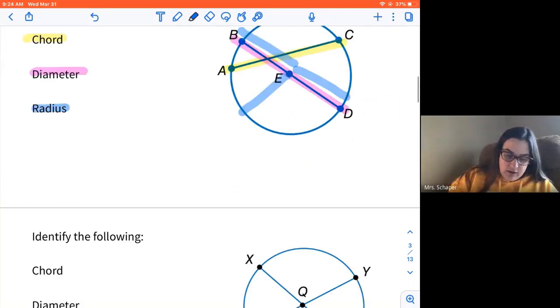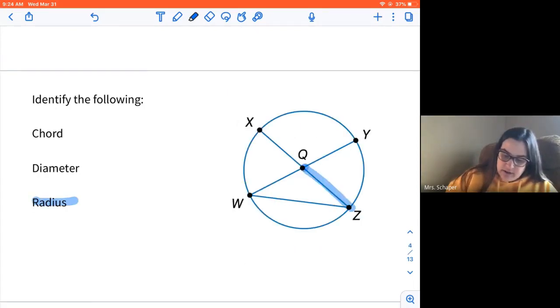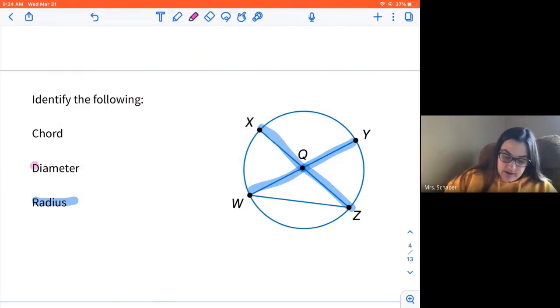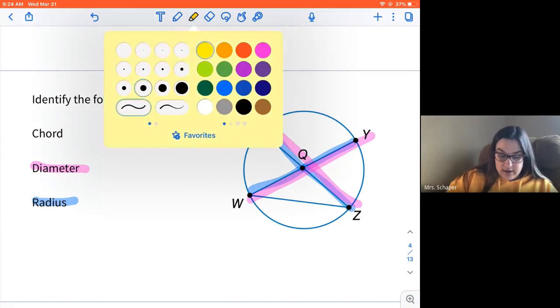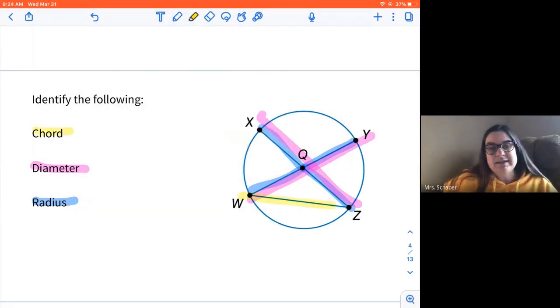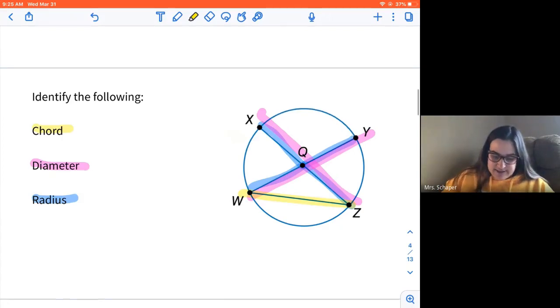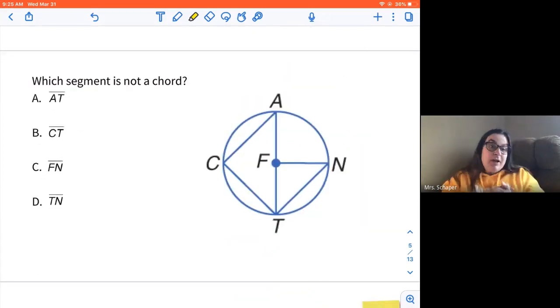Same thing here. Your radius is going to be, we've got 4 of them here. Those are each your radius. Your diameter is going to be the total distance across that goes through the center. And then your chord is going to be connecting any 2 points on that circle at all. Okay, and so we're going to learn about different relationships between their lengths and how they all work together. So super exciting stuff. Here's a multiple choice question.